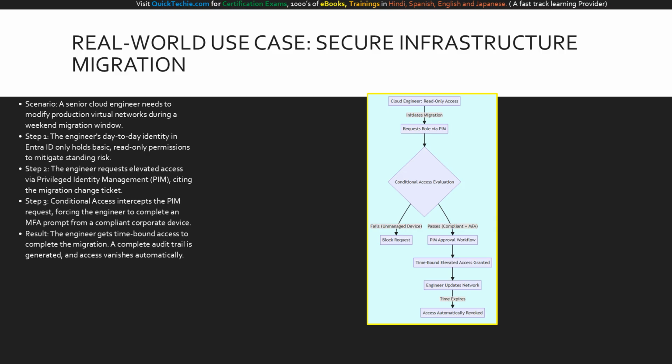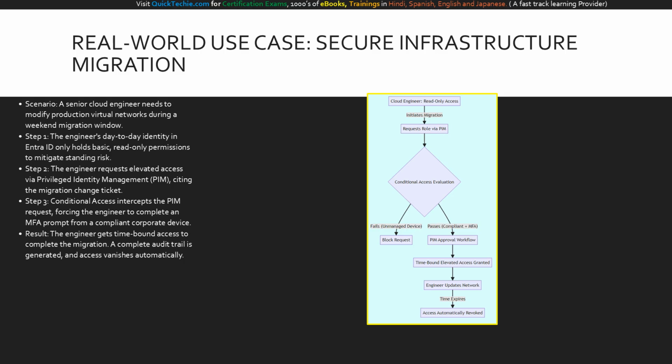In step 2, the engineer navigates to Privileged Identity Management and requests the network contributor role, logging the specific migration ticket number as justification. Step 3, before PIM grants this, your conditional access policy intercepts the request. Because this is a high-privilege action, it forces the engineer to complete an MFA prompt and verifies that they are using a compliant, Intune-managed corporate laptop.